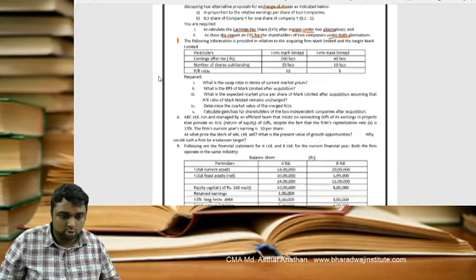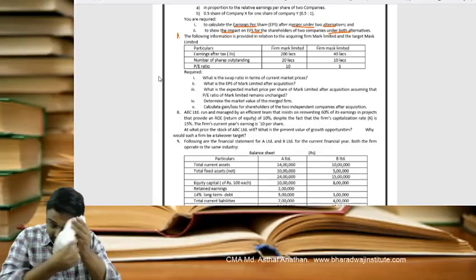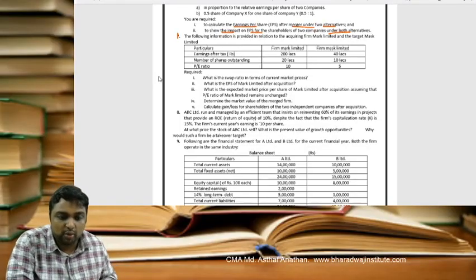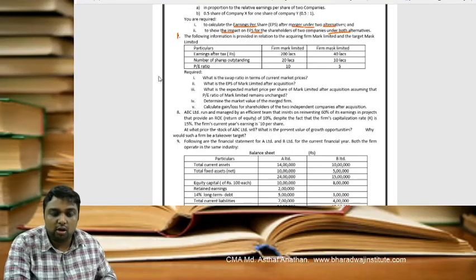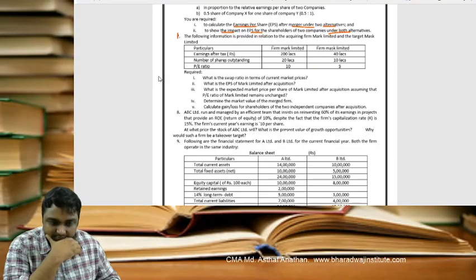Now we'll move on to question number 7. Are you ready for question number 7? What is question number 7? The following information is provided relating to acquiring firm Mark Limited and target firm Mask Limited: earning per share, number of shares, PE ratio. What is the swap ratio in relation to current market price?